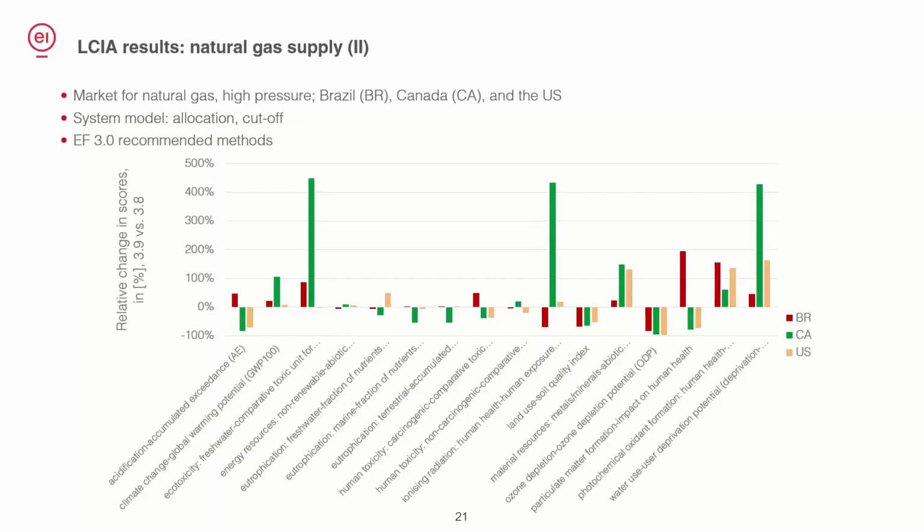And the largest differences to 3.8 now occur for indicators that are very sensitive to aspects like the infrastructure requirements, the flaring emissions, and also the background electricity mix for these data sets.